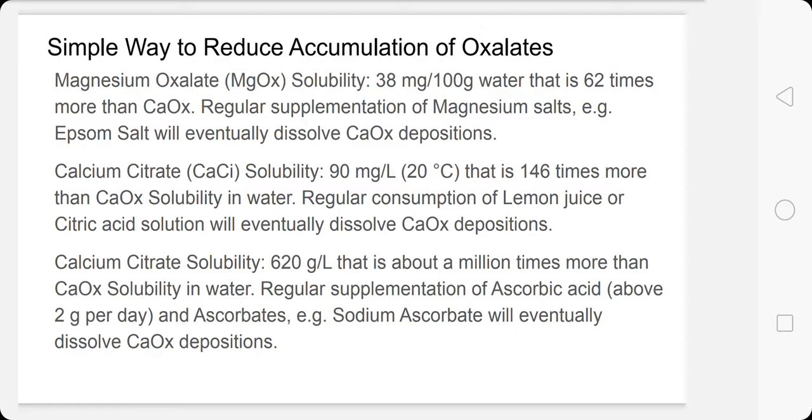Then ascorbic acid, it is maybe the best thing you can do, and it is recommended to use mega doses, so-called mega doses. Mega doses are 2 grams per day of ascorbic acid, or you can use, for example, not ascorbic acid but sodium ascorbate. It also helps. Personally, I take 15 grams per day, some days 30 grams per day. Up to 100 grams per day is safe.